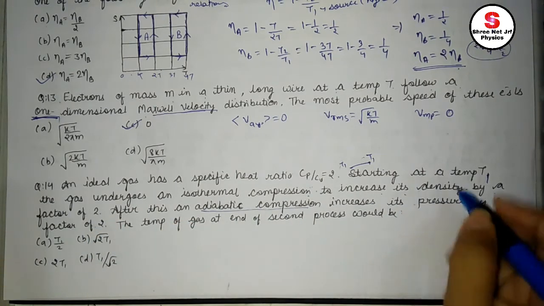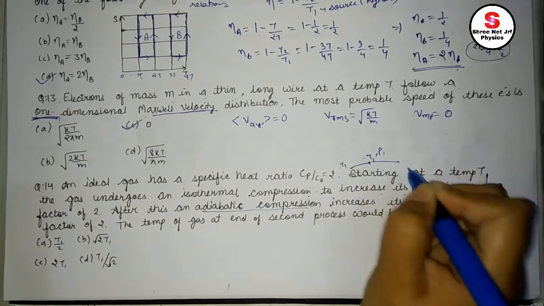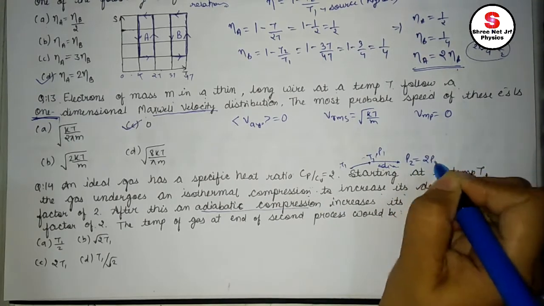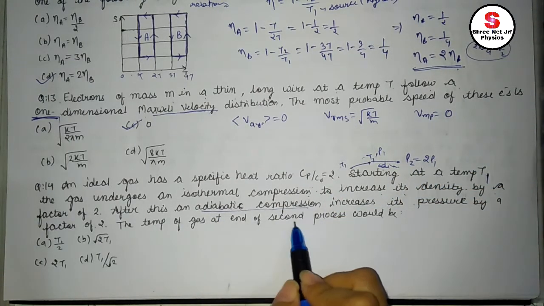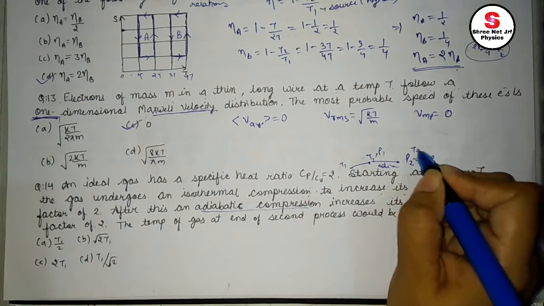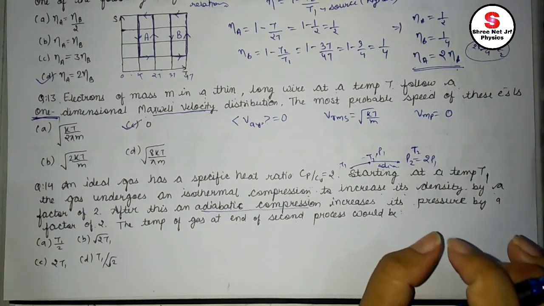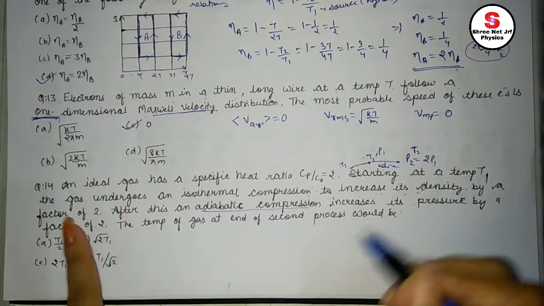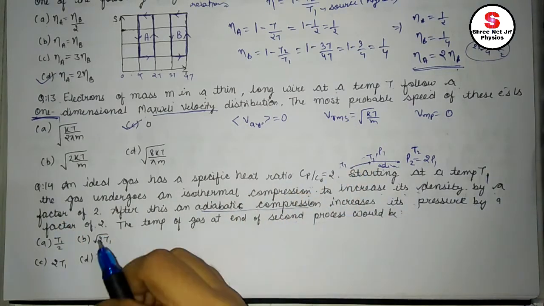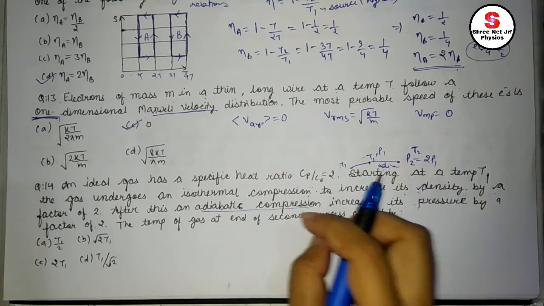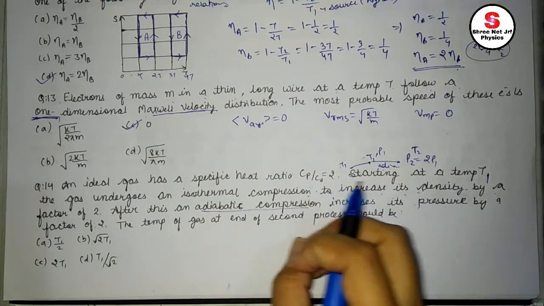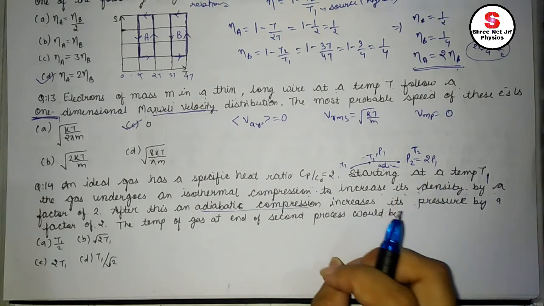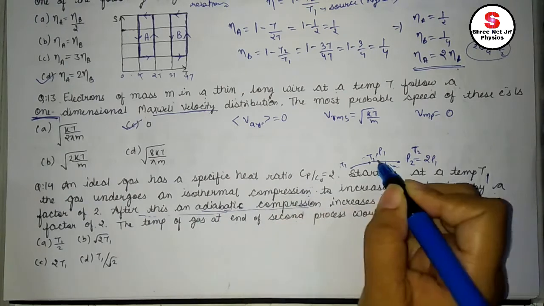That means if at this point the pressure is P1, then after this adiabatic compression the pressure is P2 equals twice P1. The question asks for the temperature of the gas at the end of the second process. What is the value of temperature here? I need to calculate this. For the isothermal compression, the density increases by a factor of 2, but to calculate the answer this will not be useful, because it will only give us a relation between V1 and V2. Even after calculating that we don't find any use of it, so directly we can use the second process.